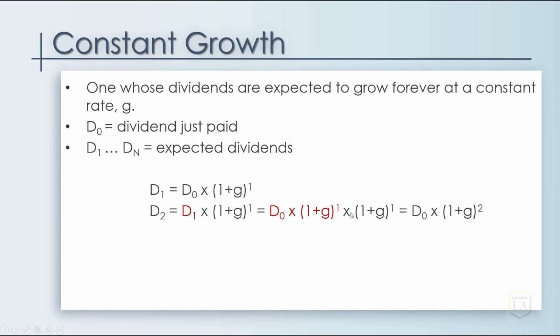So if you just combine these together, then that will be dividend 0 times 1 plus growth rate of g to the power of 2. So if we generalize this formula, the dividend in a certain time period n should be equal to D sub 0 times 1 plus g to the power of n. This indicates the time period from year 0, and that would give you the dividend grown at a constant rate of g at time period n.